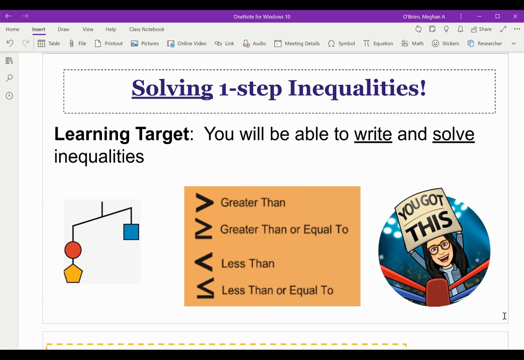Hey, seventh graders, welcome to Module 2, which is all about solving one-step inequalities. Learning target: you will be able to write and solve inequalities.